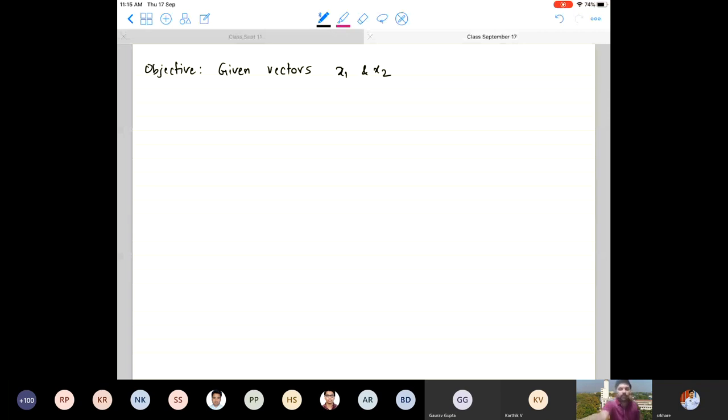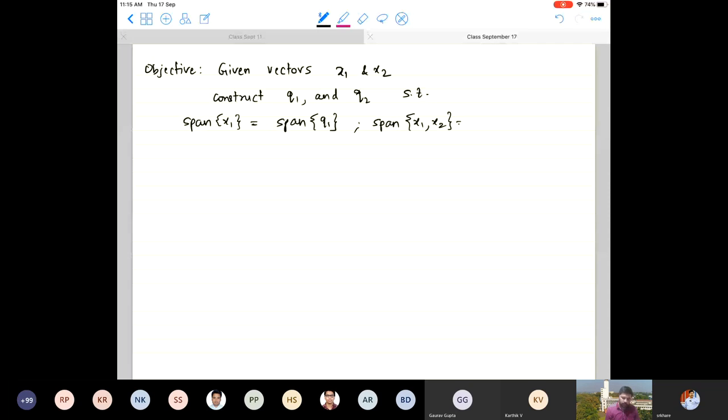So these vectors are given to me, x1 and x2. What do I want to do? I want to construct q1 and q2 such that the span of x1 is equal to the span of q1. So I want this condition to be satisfied first. The second condition is that the span of x1, x2 should be the same as the span of q1, q2. So I want these spans to be equal at the second stage also.